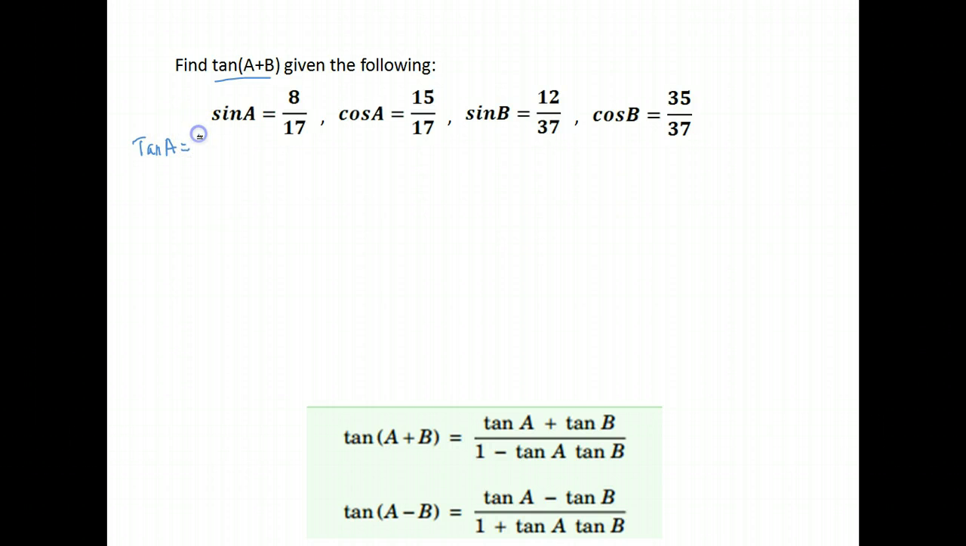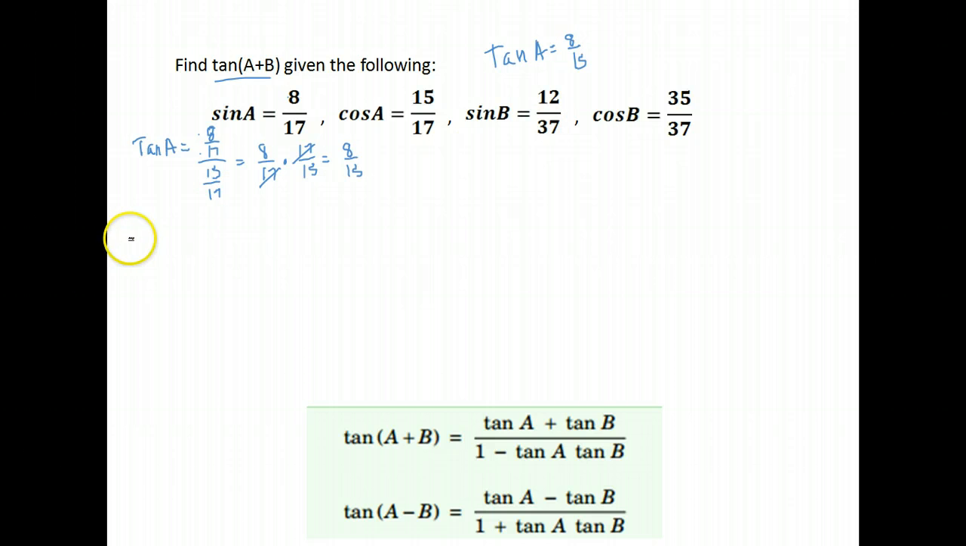Again, tangent is sine over cosine. So the sine of A is 8/17 over the cosine of A, which was 15/17. To simplify that, when we're dividing, we invert the second fraction, the denominator, and we multiply. The 17s cancel and I'm left with 8/15. So up here I'm going to put that the tangent of A is 8/15.